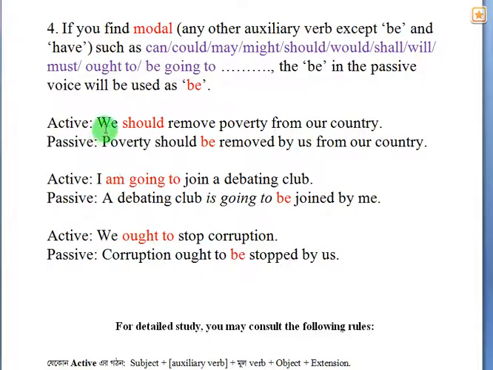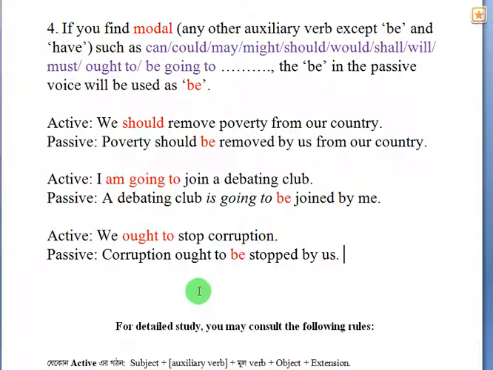Just notice another example. I am going to join a debating club. Be going to is an auxiliary verb, and the be has been used as be. A debating club is going to be joined by me. Just look at another example. We ought to stop corruption. Ought to is a modal auxiliary. Corruption ought to be stopped by us.